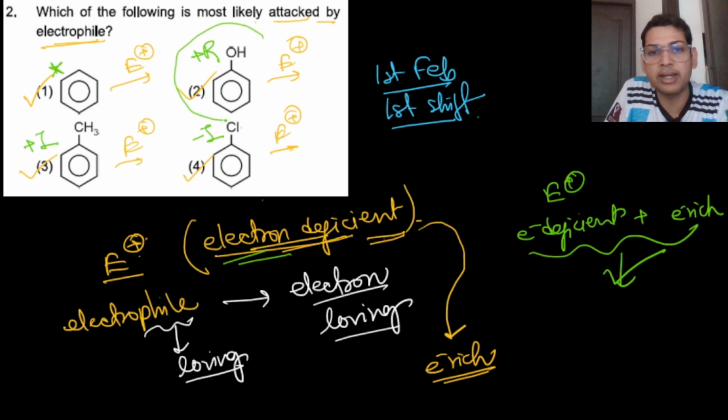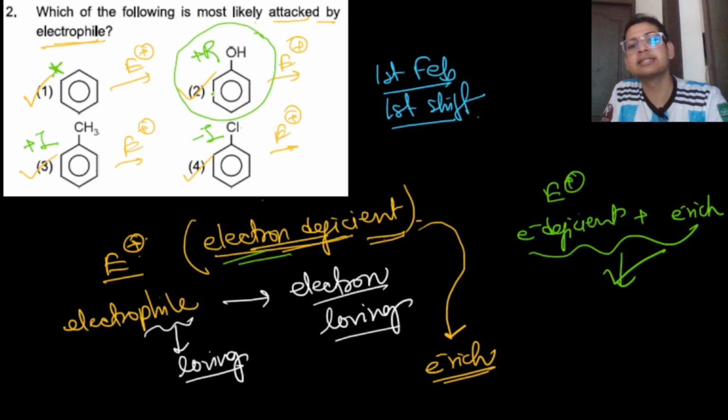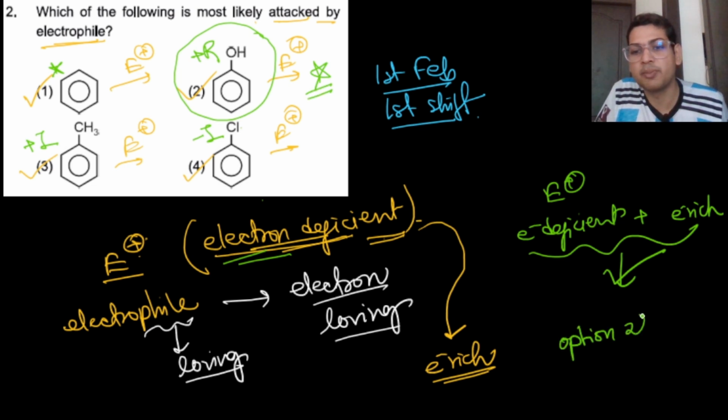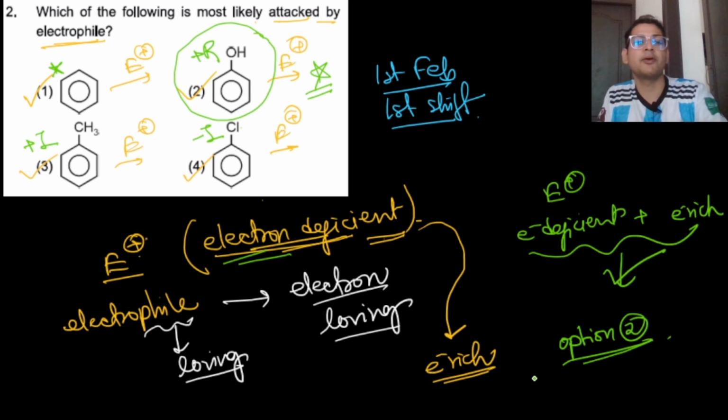This is more electron rich, this is more activating, so phenol will be my answer. Option number 2 is my answer. This is the way you have to do this question. It's so easy. Okay, going to the next question.